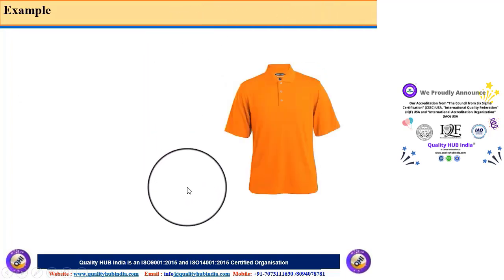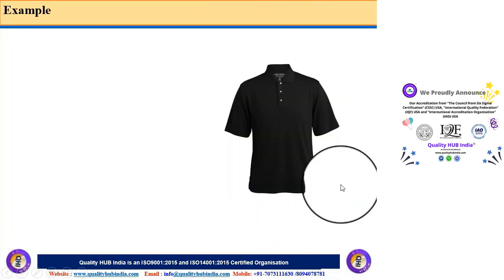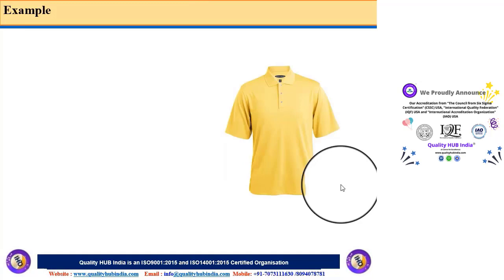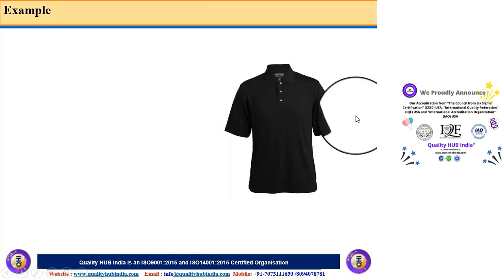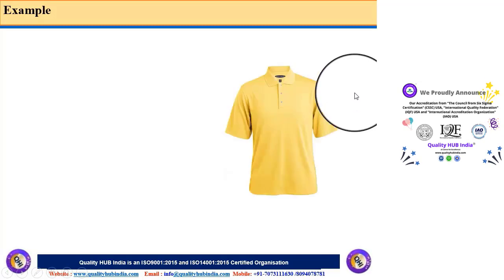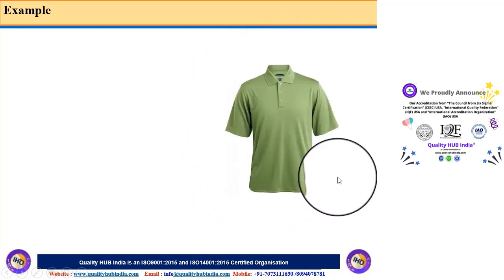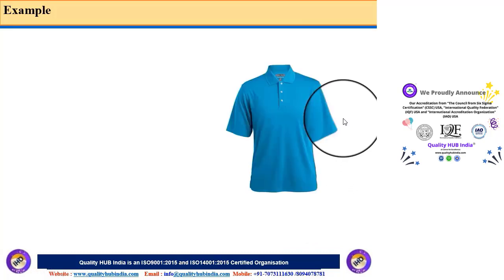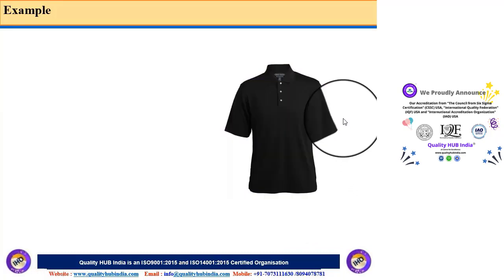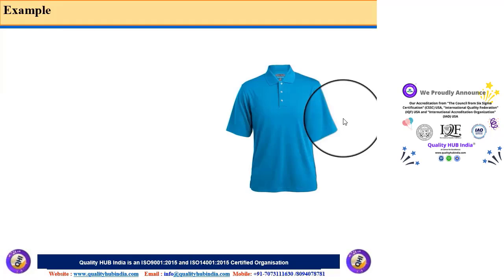And the second example is of a shirt. If you verify the dimensional property of a shirt, for example, how much is this length, how much is this width, if this kind of measurement or inspection is done, that would be under verification. But when you start using the shirt or you wear the shirt, you check the comfort, you check the fitting, so those would be validation.